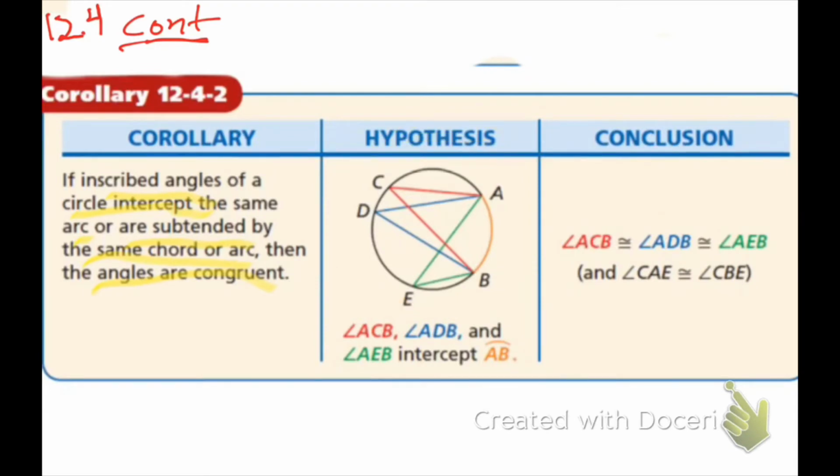Well, to do this, let's just start looking at all the different arcs that we see. Let's start with arc AB right there. Now, which angles do I see reaching up to that arc? Well, I have this angle here, angle ACB. I have this angle here, ADB. And then I also have this angle right there, AEB. So all three of those angles reach up to the same arc, which means they're all congruent / equal. So that's my first arc.